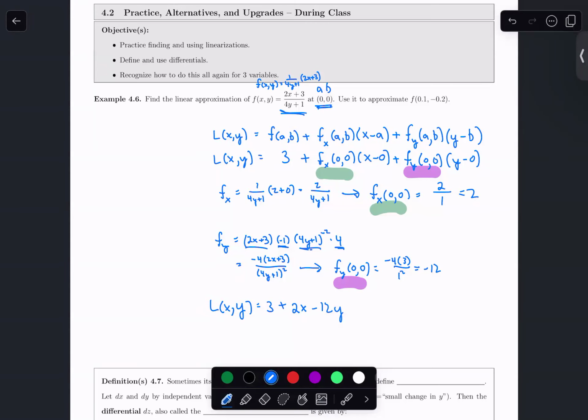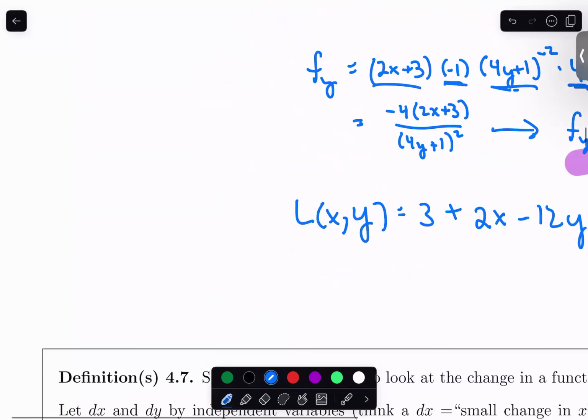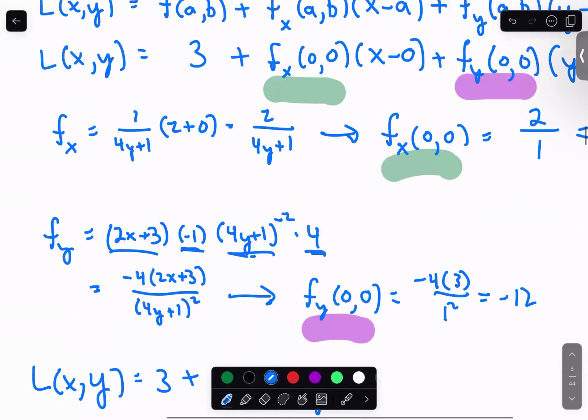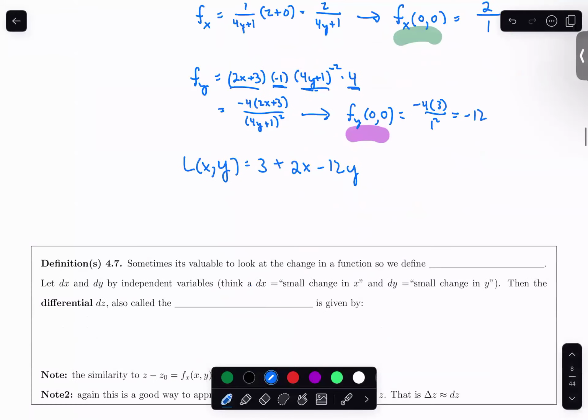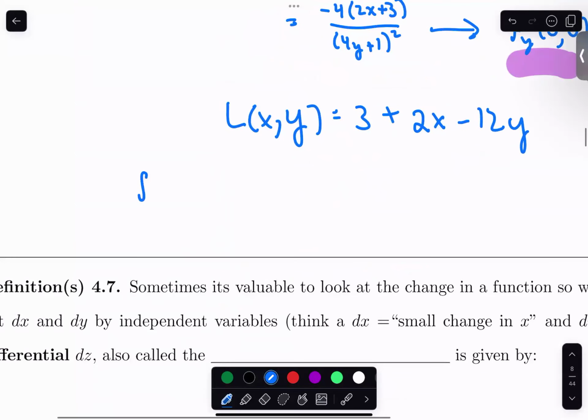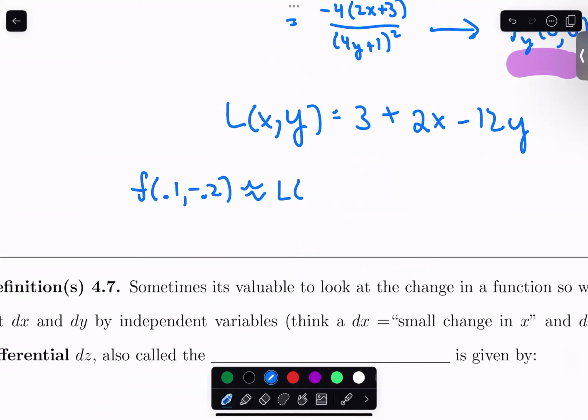Then the last bit here is that we're going to use this to approximate the function's value. And just like in calculus 1, if you're nearby this point, in this case, my 0.1 comma negative 0.2 is pretty close to 0, 0. So long as you're pretty close there, you can use this to approximate. So f of 0.1 comma negative 0.2 is going to be approximately equal to the linearization at this point, 0.1 comma negative 0.2.